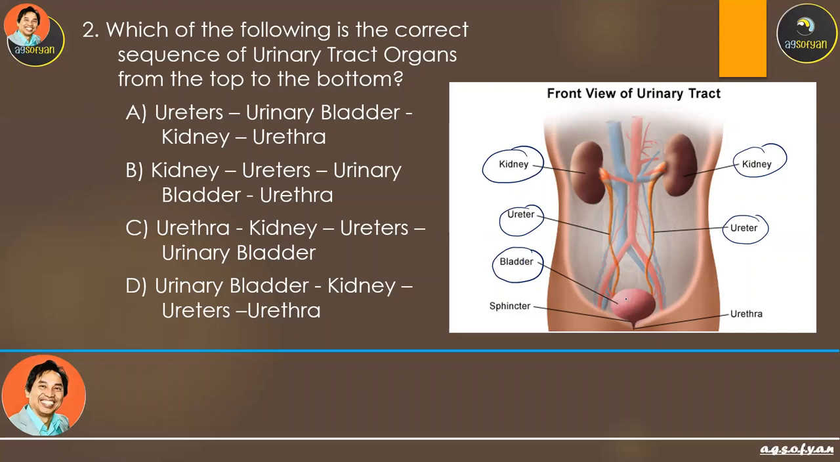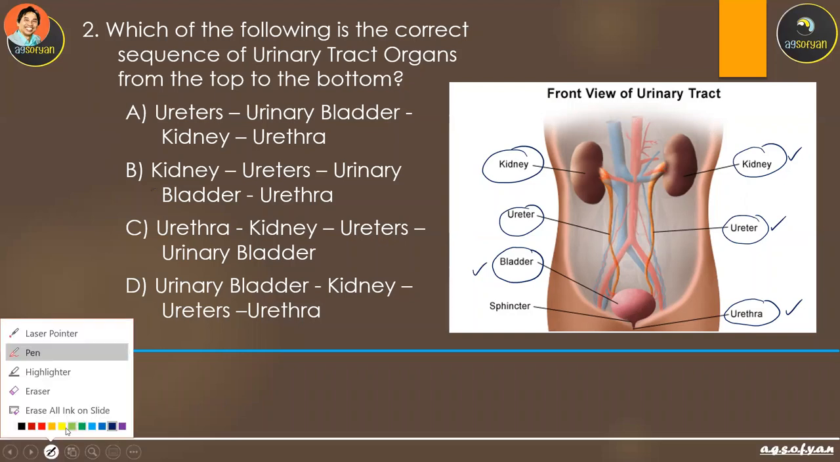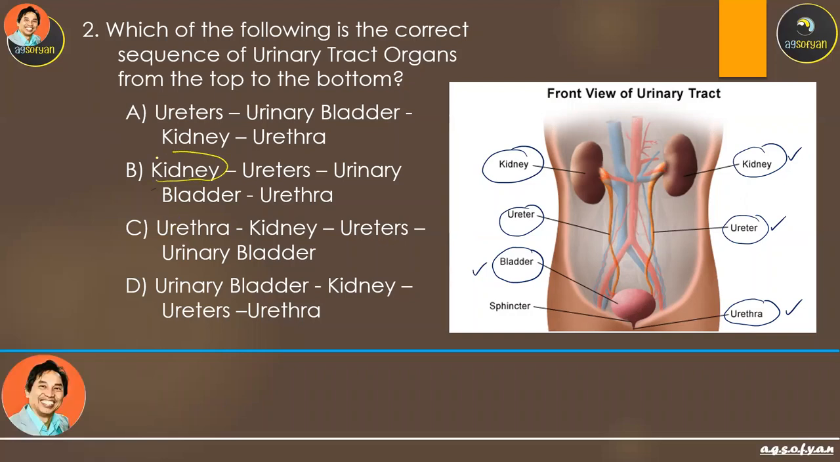And then from the urinary bladder, the urine will be removed from our body through a short channel called the urethra. So kidney, ureter, bladder, and urethra. That's the sequence. Start with the kidney. This one is the only one that starts with kidney. So kidney, ureter, urinary bladder, and urethra. This should be the answer.